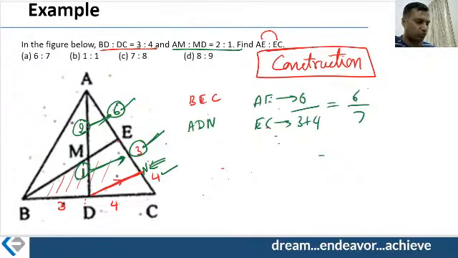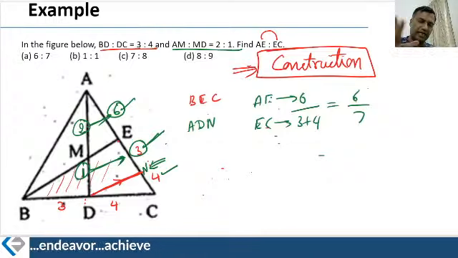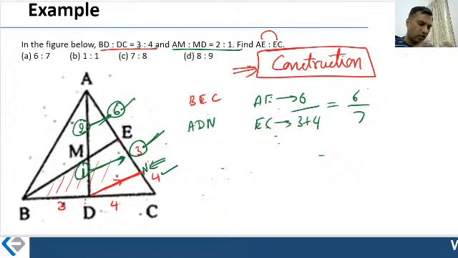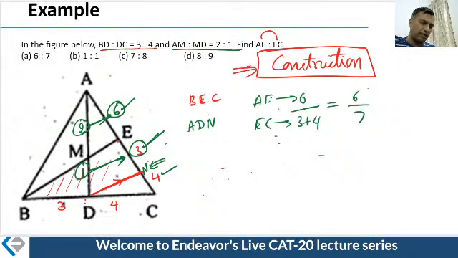Such a beautiful CAT question. What were the parameters involved here? One of the important things was doing a construction. That was very, very important. The second important thing was understanding and applying the basic proportionality theorem twice. We applied it twice and we are sorted. We are done with this. 6 by 7 was the required answer in this particular question.